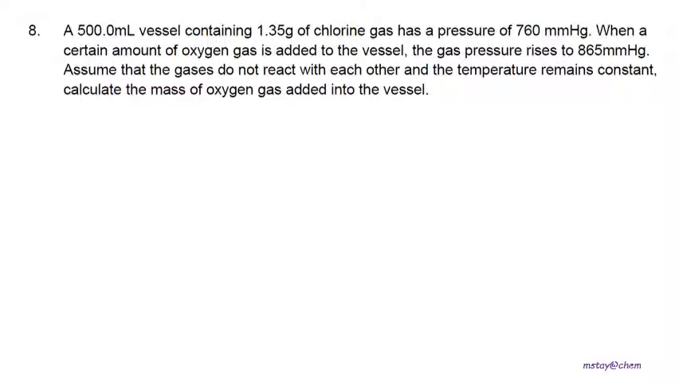Question number 8. A 500 ml vessel, so we have the volume, containing 1.35 gram of chlorine gas, which has a pressure of 760 millimeter mercury. When a certain amount of oxygen gas is added, the pressure will rise to 865 millimeter mercury. This means that this is the P total for the partial pressure of chlorine gas and also the partial pressure of oxygen gas, while this 760 is the partial pressure of the chlorine gas. Assume that the gases do not react with each other.